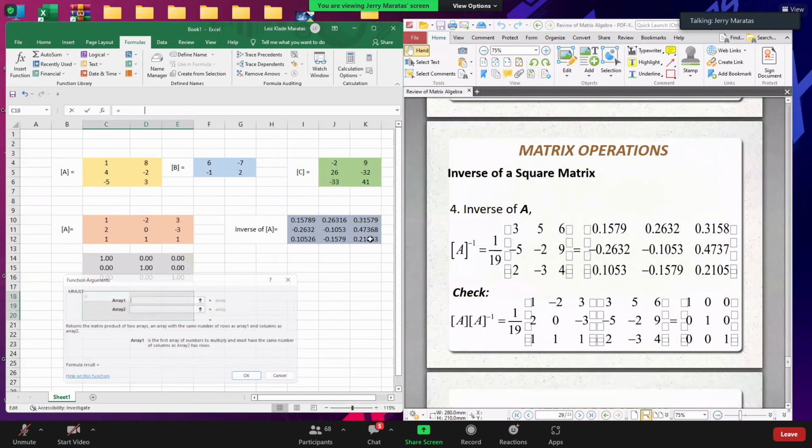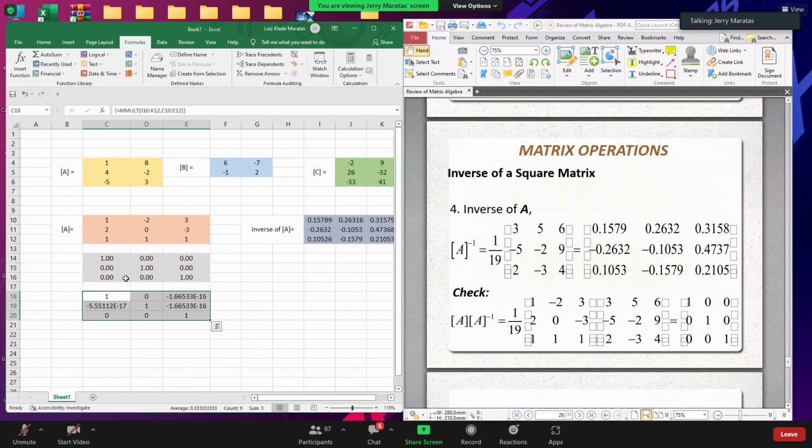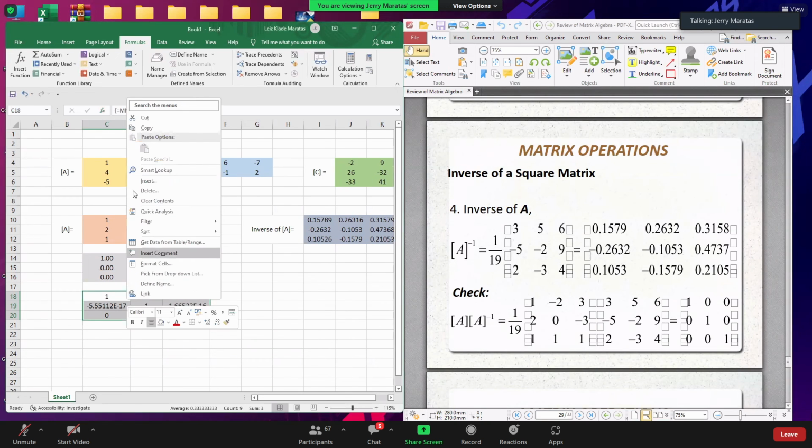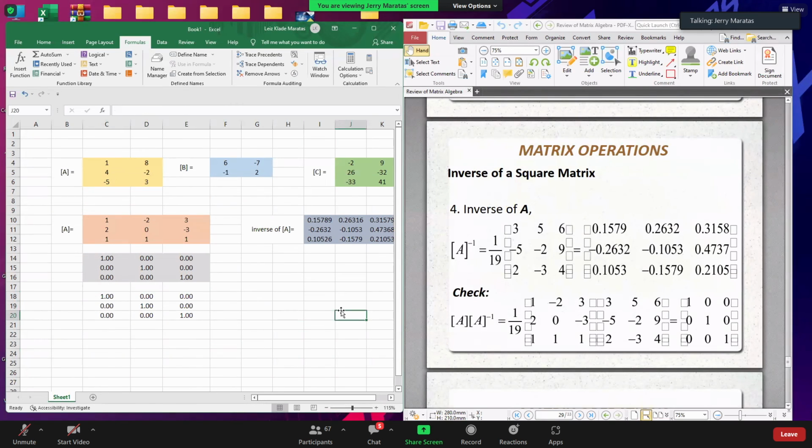Let's take this as my first matrix and this is my second matrix. The result is Control Shift Enter. That's the same again, no? That's the same, no? It's still a unit matrix.